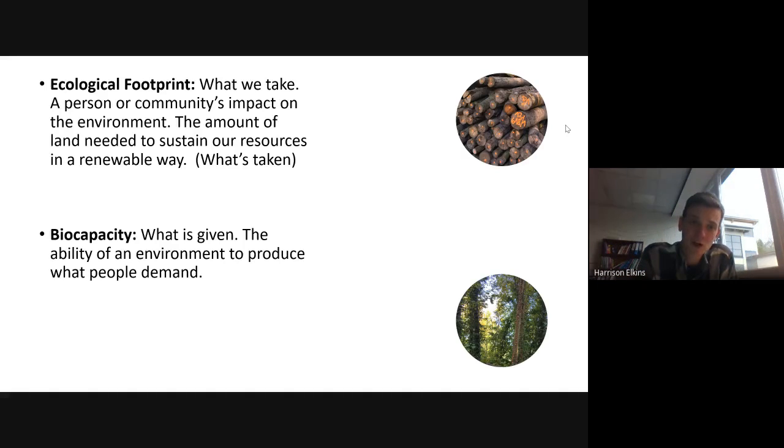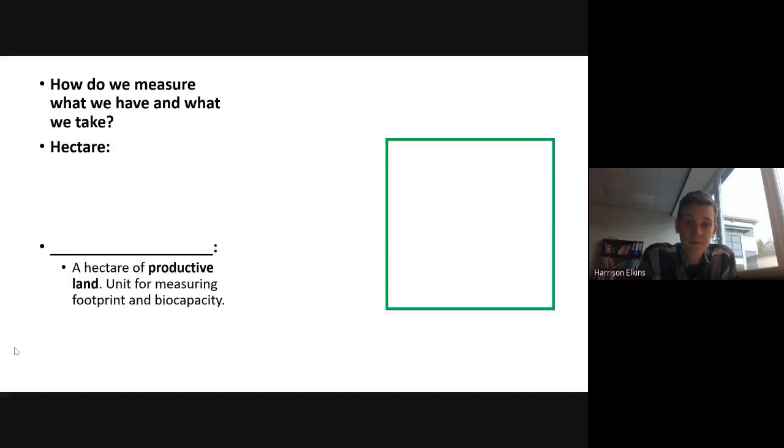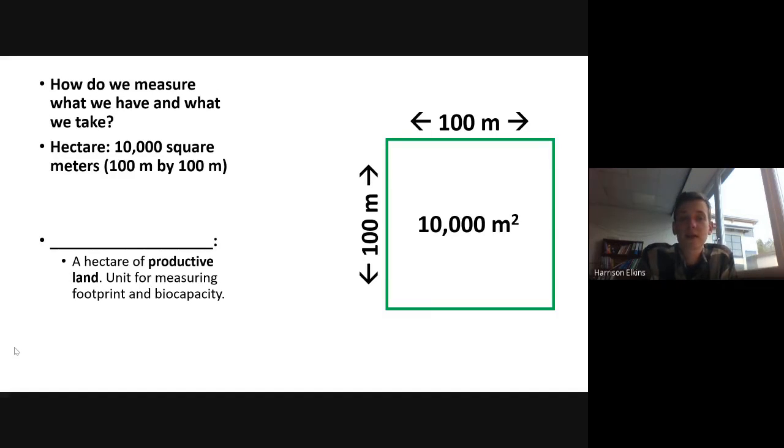Now, we measure our ecological footprint and our biocapacity in a unit. Just like you would measure length with centimeters, you would measure volume with milliliters, or you'd measure how heavy something is with grams. We measure our impact on the environment using something called a hectare. Okay, a hectare is 10,000 square meters, so it's basically 100 meters by 100 meters. So if you were to take 100 meters this way, 100 meters this way, that whole box is a hectare.